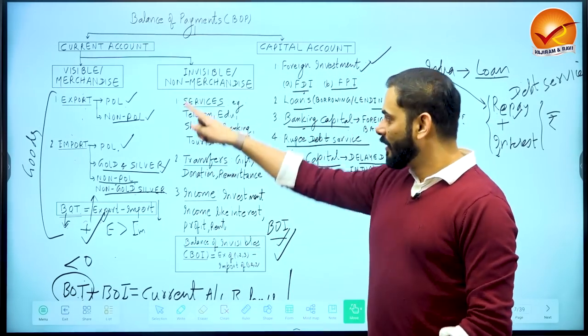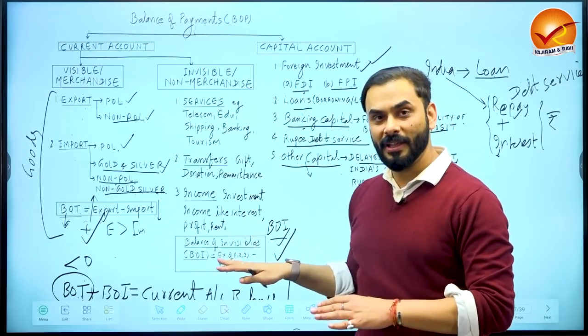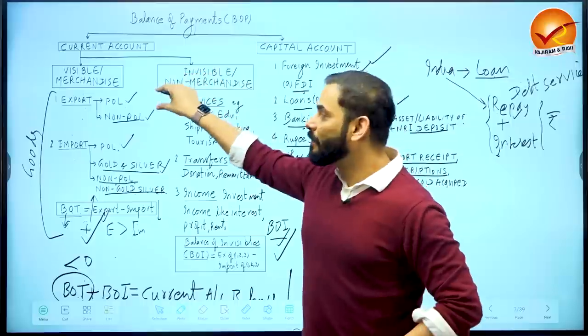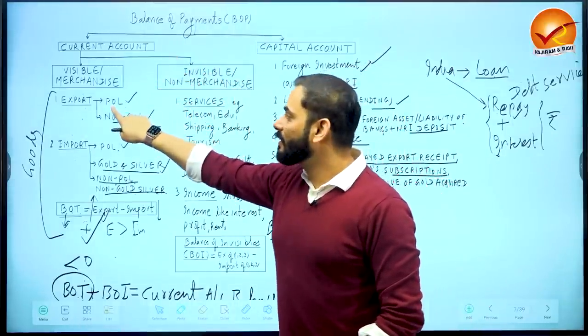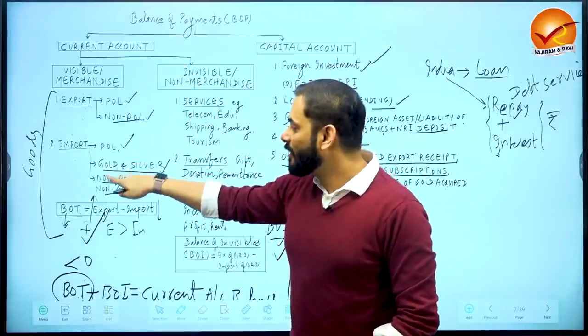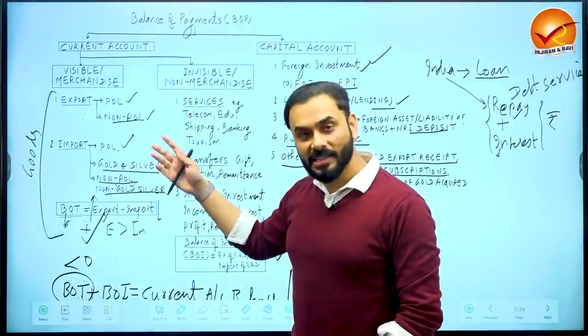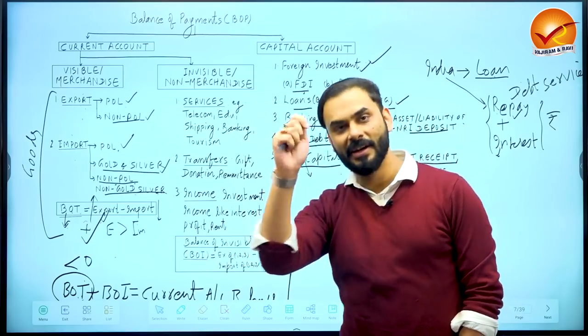What I have done is, we have just discussed the structure. Now in this structure only, let us put some numbers and some arrows which will allow us to understand whether the export of petroleum related products has gone up or down, whether the export and import of gold and silver has gone up or down. So let us understand each of these things in detail.